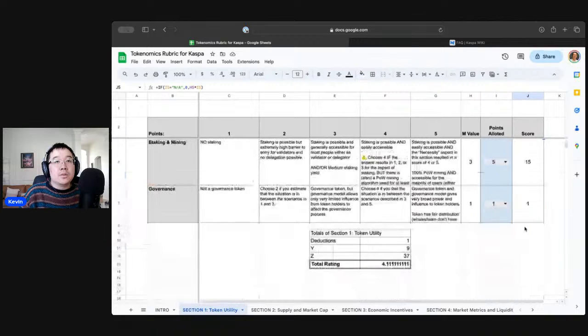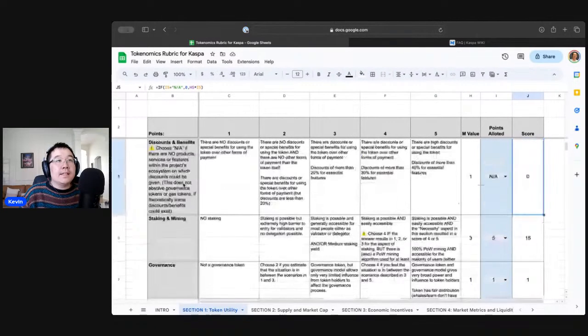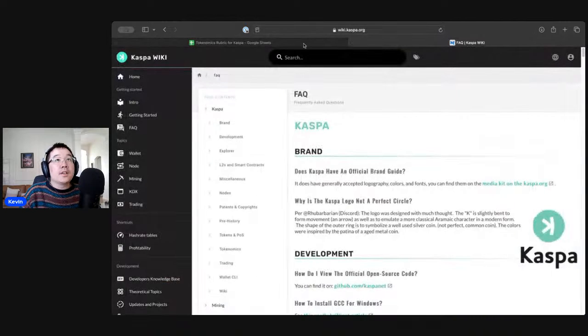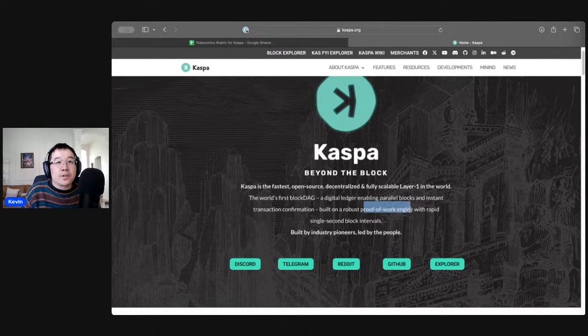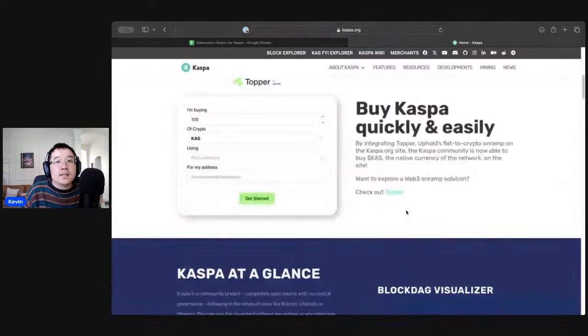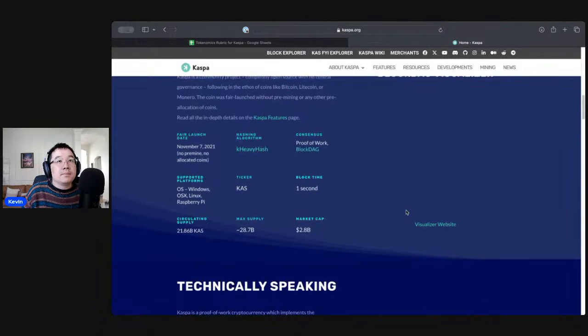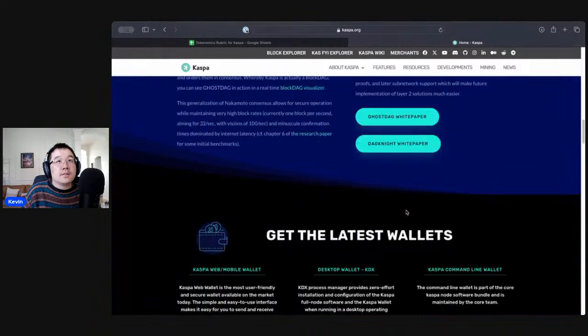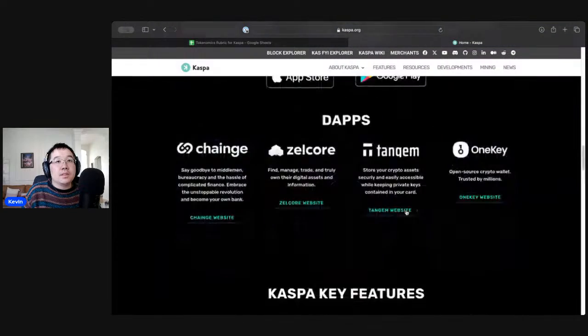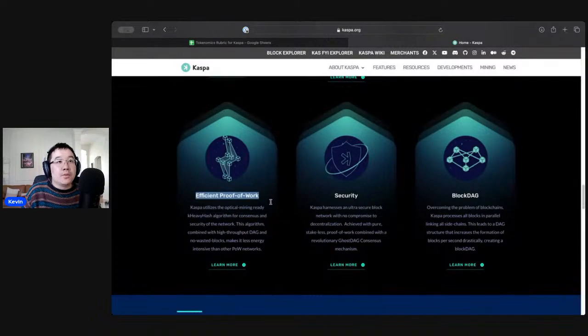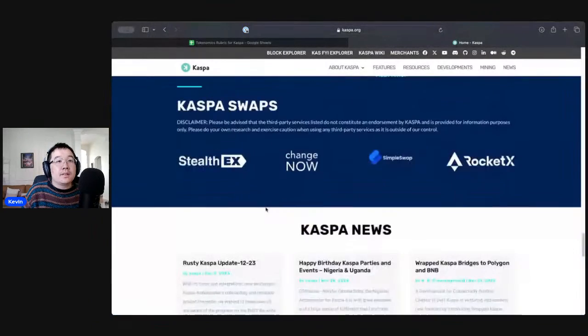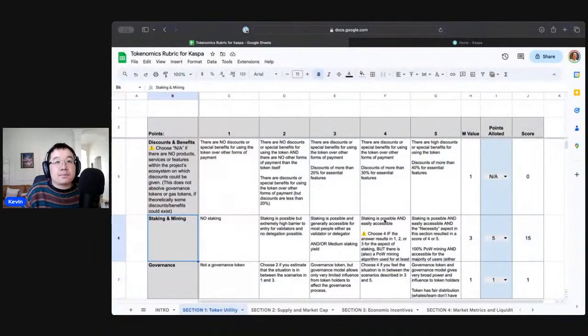So yeah. Staking and mining. Now, Kaspa is proof of work, right? We know it's proof of work. It's a robust proof of work engine and people mine it. People are just using GPU mining and it's getting quite competitive. Efficient proof of work. Yeah, so we know it's mining.